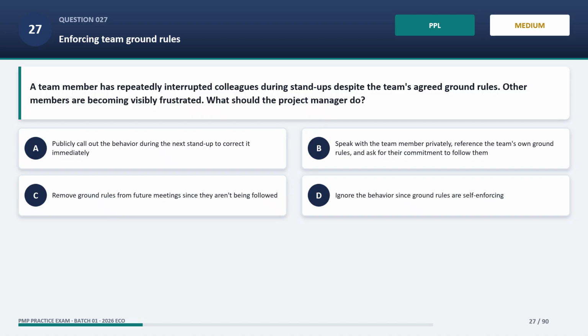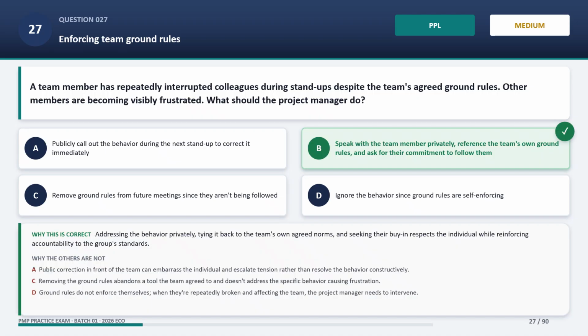The correct answer is B. Speak with the team member privately, reference the team's own ground rules, and ask for their commitment to follow them. Addressing the behavior privately, tying it back to the team's own agreed norms, and seeking their buy-in respects the individual while reinforcing accountability to the group's standards. Now, why the other options are wrong.